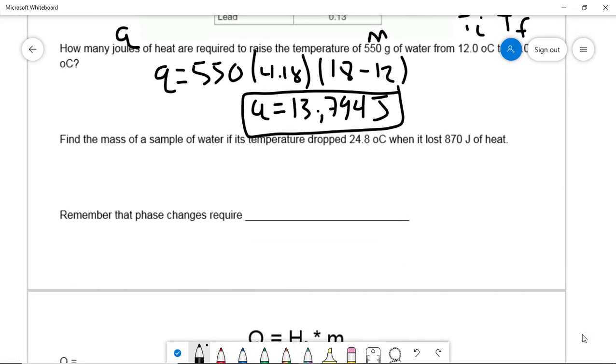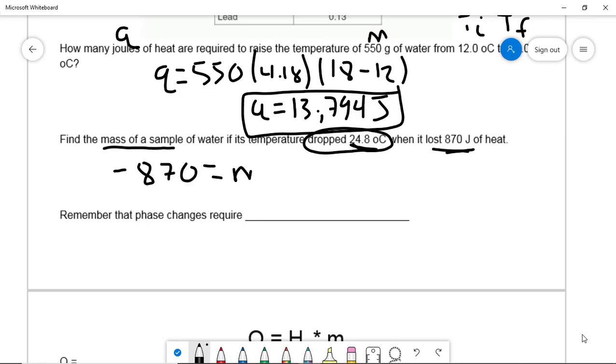Let's keep going with the next practice problem. It says find the mass of a sample of water if its temperature dropped 24.8 degrees Celsius when it lost this much heat. We're not given a final and initial, but we are told the change in temperature. If the temperature dropped 24.8 degrees, that means we had a higher initial than final, because the temperature went down. So we lose 870 joules of heat, which means that joules is a negative value.